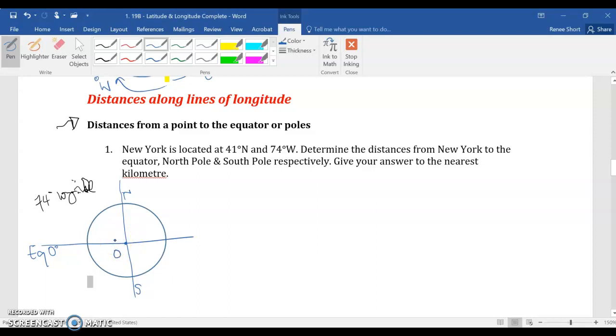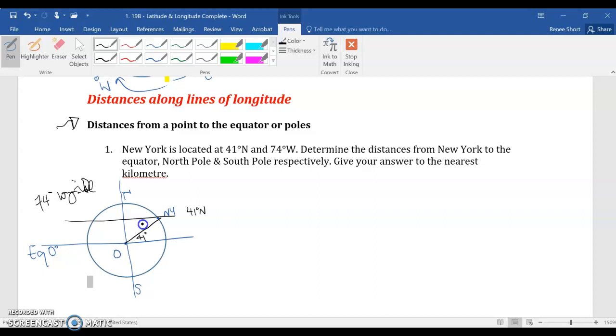Now, New York is located at 41 degrees north, so I could draw New York along this circle, with a line like that, and we then know that it is at a latitude of 41 degrees north, which means this angle in here is 41 degrees. Now, the rest of this question asks us to determine the distance from New York to the equator, to the North Pole, and to the South Pole, and give all of our answers to the nearest kilometre.